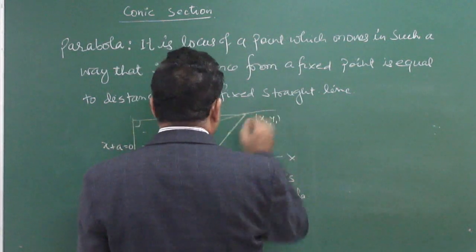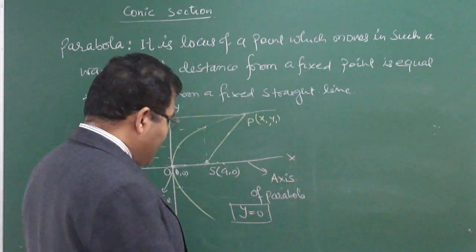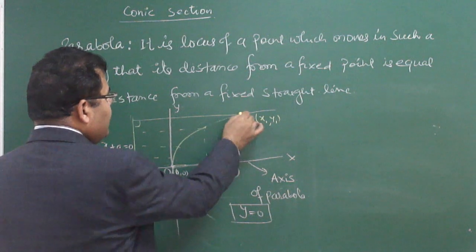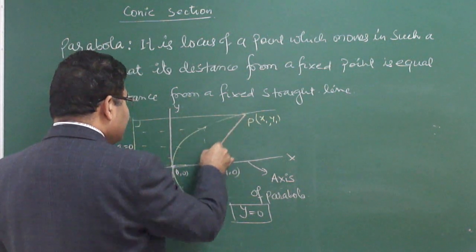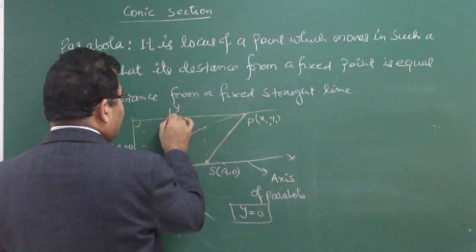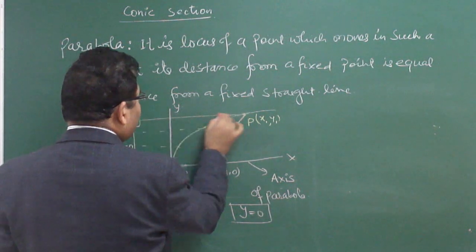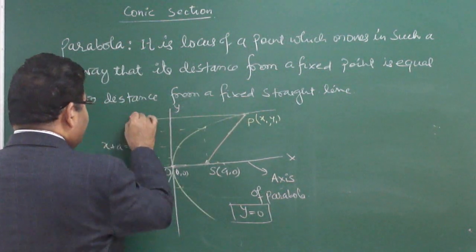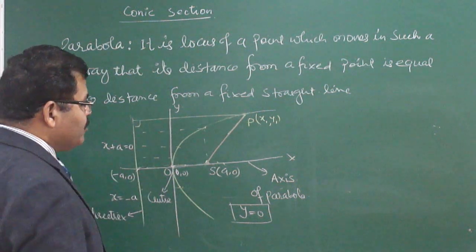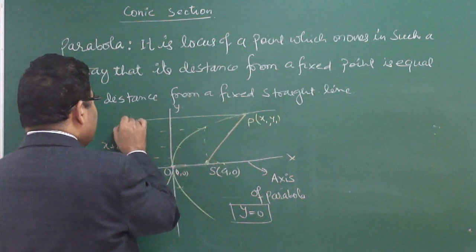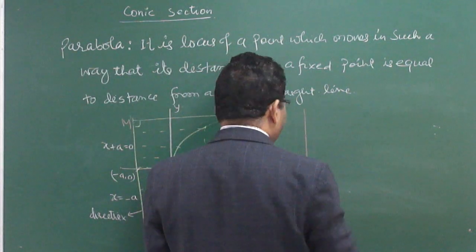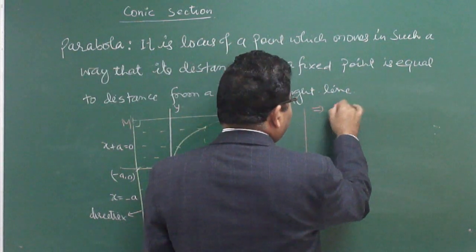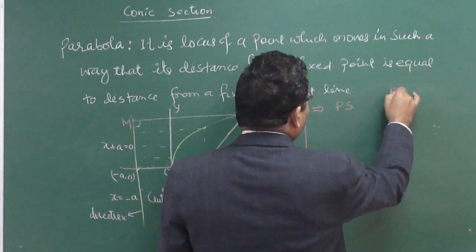Now first we derive the definition of the locus. As per the definition, P is a variable point which moves in such a way that its distance from a fixed point is equal to its distance from a fixed straight line. This line is x + a = 0. PS is the distance to the focus and this distance is PM. So PS is equal to PM. As per definition, PS by PM is equal to e.